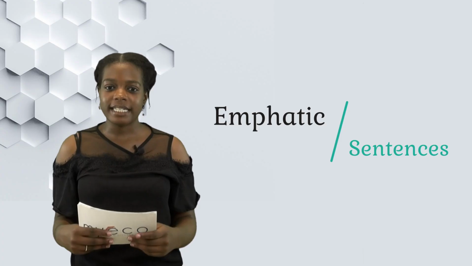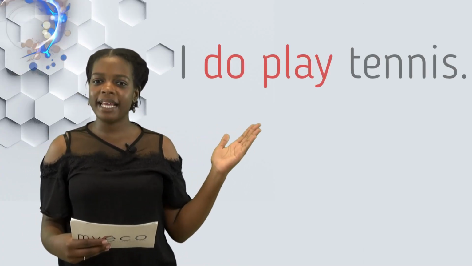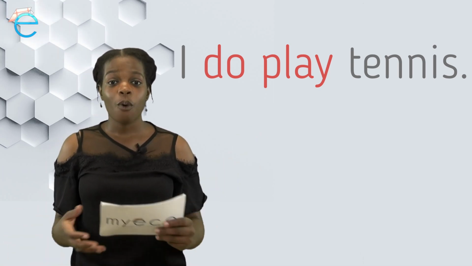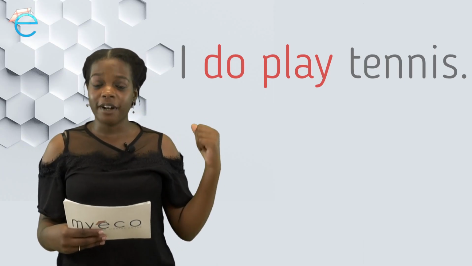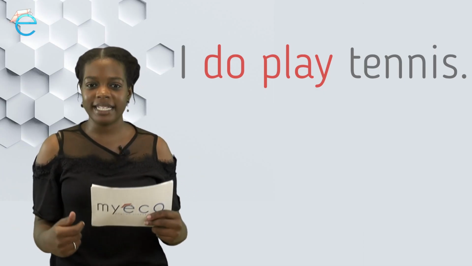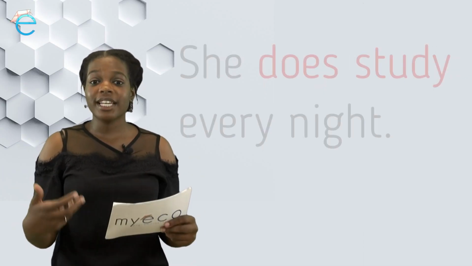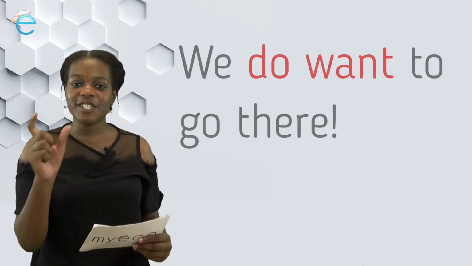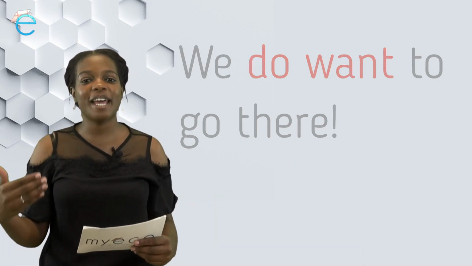We make emphatic sentences when we want to make something affirmed or give emphasis. Let's look at an example. In this sentence, I can say, I played tennis. This is a normal, simple present tense sentence. However, once I add do in front of my verb, I have added emphasis. So, I do play tennis. Or, she does study every night. Or another example, we do want to go there. Adding this do adds affirmation and emphasis.